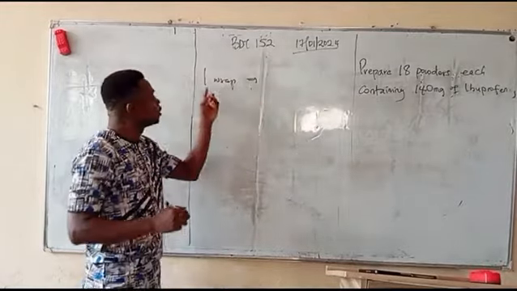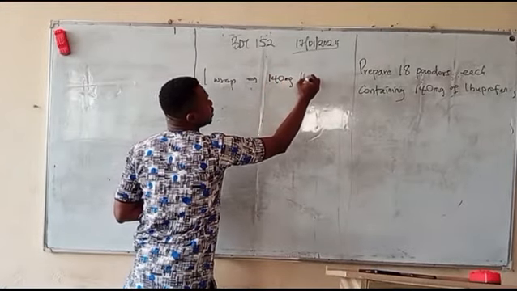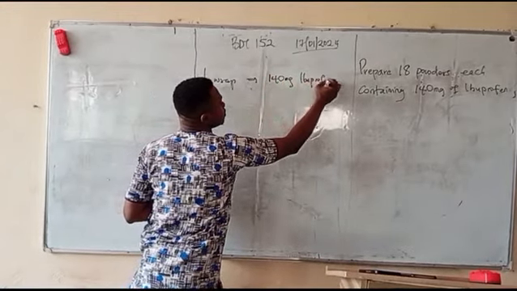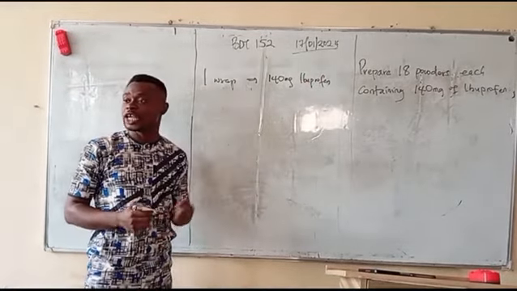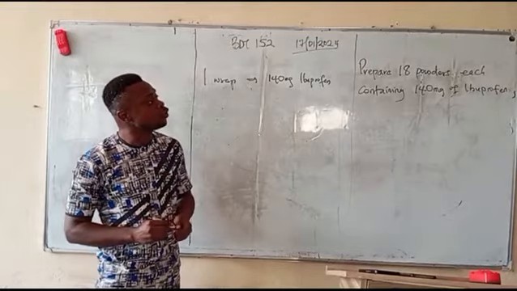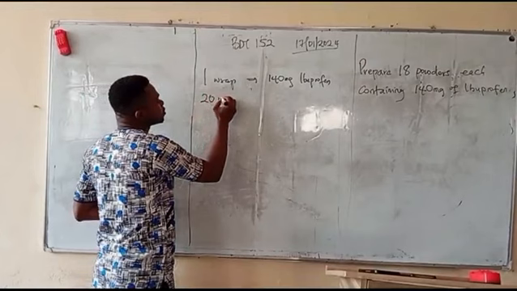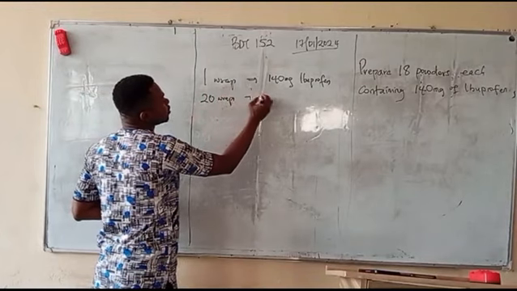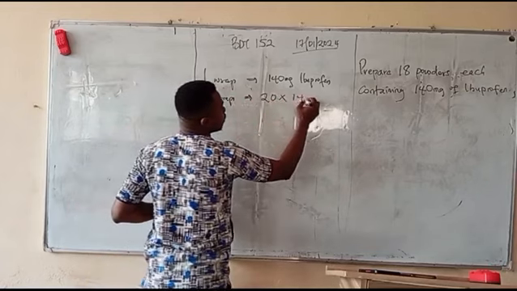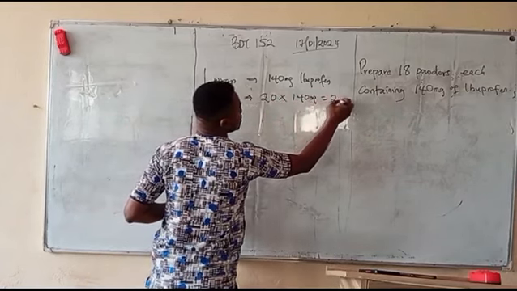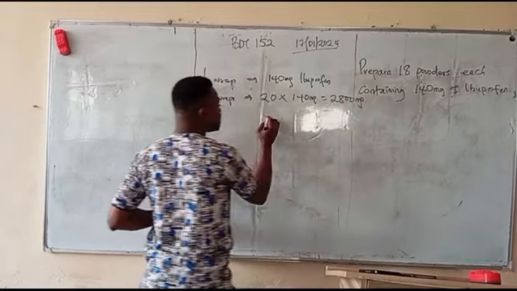So one wrap should contain 140 milligram of what? Of ibuprofen. Good. One wrap should contain 140 milligram of ibuprofen. But we are preparing for what? 20 powders. So 20 wraps should contain how many? 20 times 140 milligram, which is what? 2,800 milligram of ibuprofen.